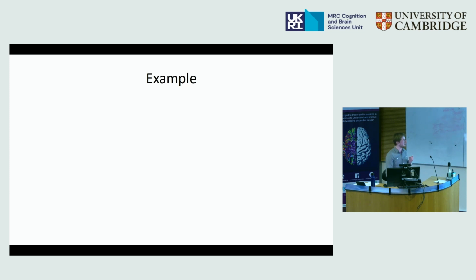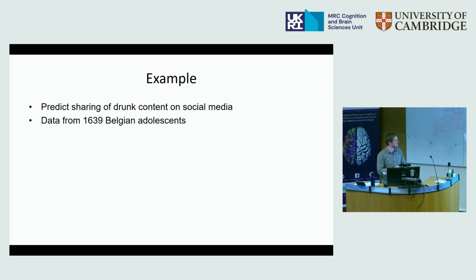You can take any behavior that you want to predict, or any outcome measure. The example I will use is predicting the sharing of drunk content on social media: adolescents who post content on social media where they're drunk themselves. The question is, why would they do that? For that purpose, we did a data collection among 1,600 Belgian adolescents.